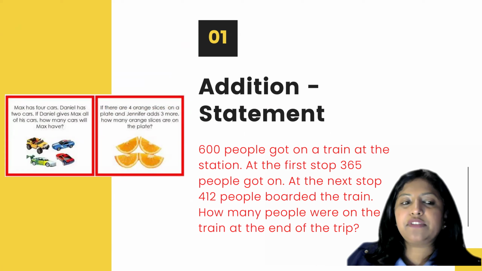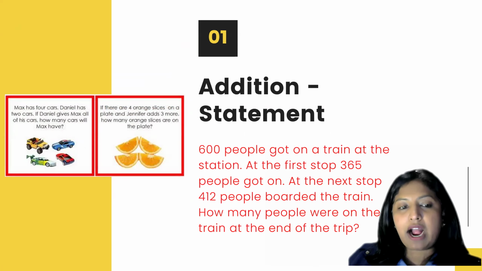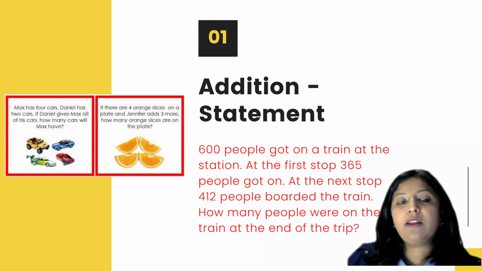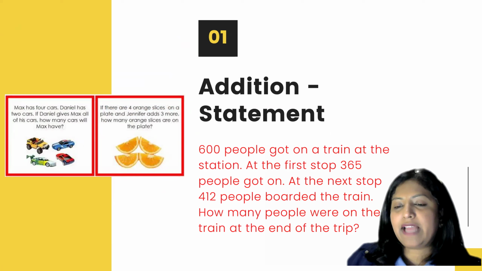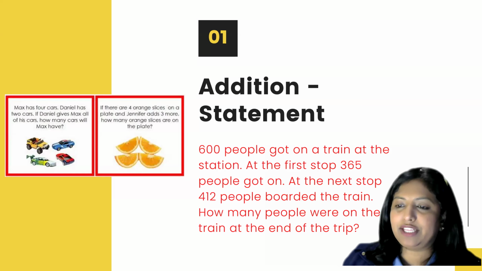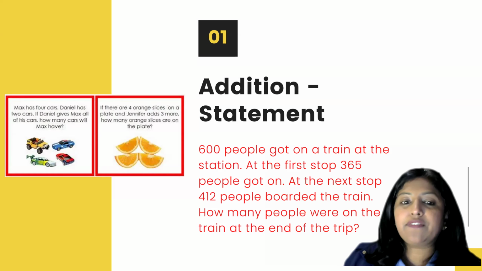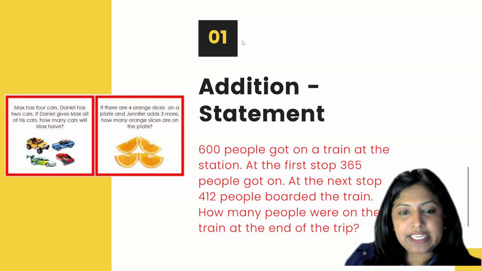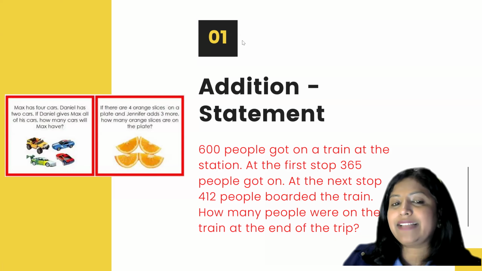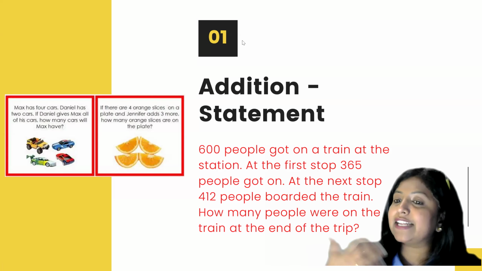Say the teacher gives them this: Max has 4 cards, Daniel has 2 cards. If Daniel gives Max all his cards, how many cards will Max have? So you can start working. Collect some tiny miniature cards and give them. Let the child understand, oh, he's giving him everything, so we are trying to add everything. So it's addition. Correct? If there are 4 orange slices in a plate and Jennifer adds 3 more, how many orange slices will be on the plate? It's again addition. The child understands it's addition, right?